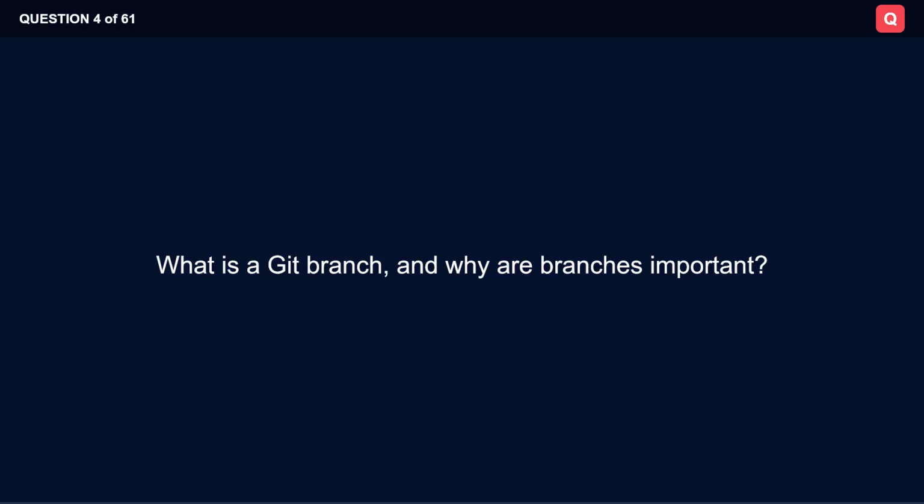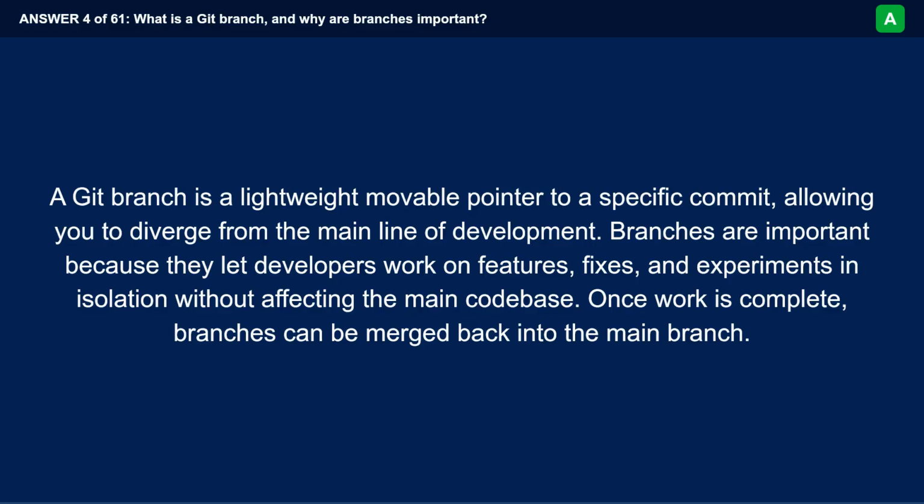What is a Git branch, and why are branches important? A Git branch is a lightweight movable pointer to a specific commit, allowing you to diverge from the main line of development. Branches are important because they let developers work on features, fixes, and experiments in isolation without affecting the main codebase. Once work is complete, branches can be merged back into the main branch.